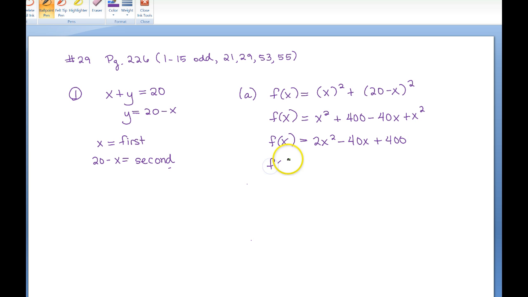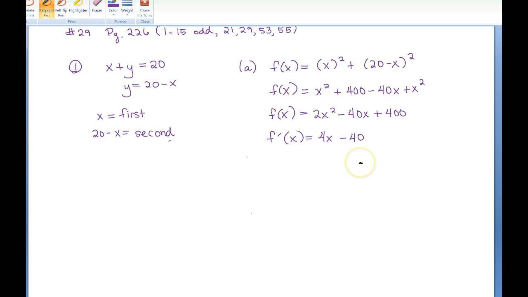So now I'm going to do the derivative. We get 4x minus 40. So when we set this equal to 0, we get 10.